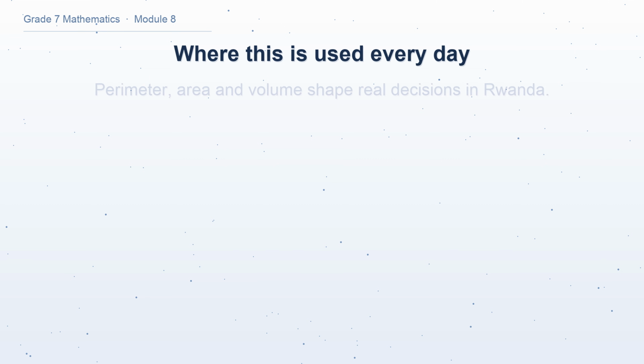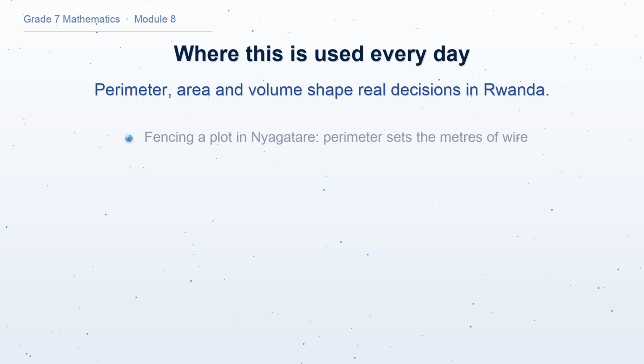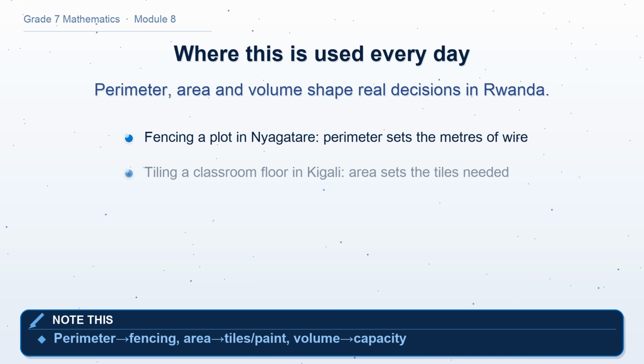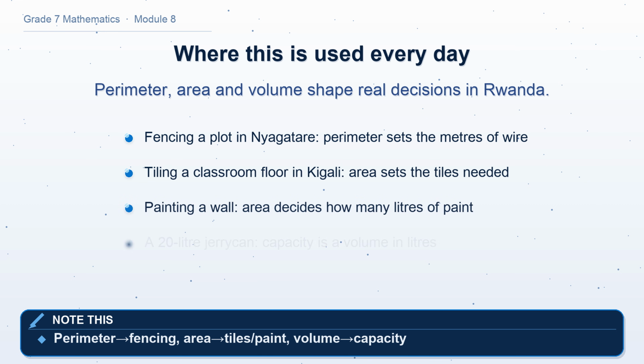These measurements guide real choices every day. To fence a plot of land in Nyagatare, the perimeter tells the farmer how many meters of wire to buy. To tile a classroom floor in Kigali, the area tells the builder how many tiles are needed. To paint a wall, the area decides how many liters of paint to mix. And a 20-liter jerry can describes a volume, the capacity of water it can carry from the tap. Boundary, surface, or space, each problem points to the right measure.